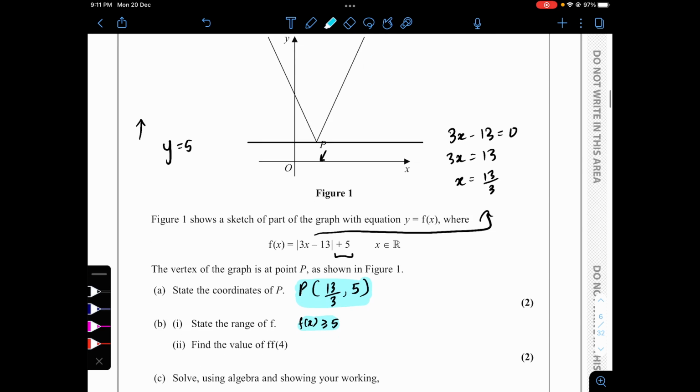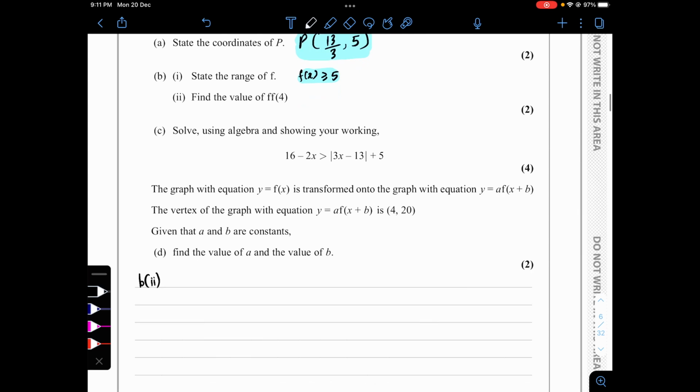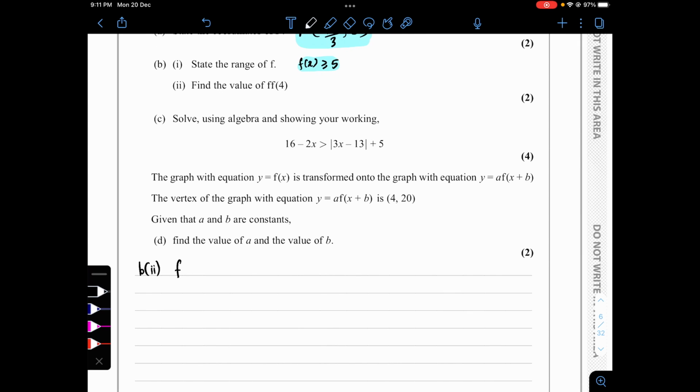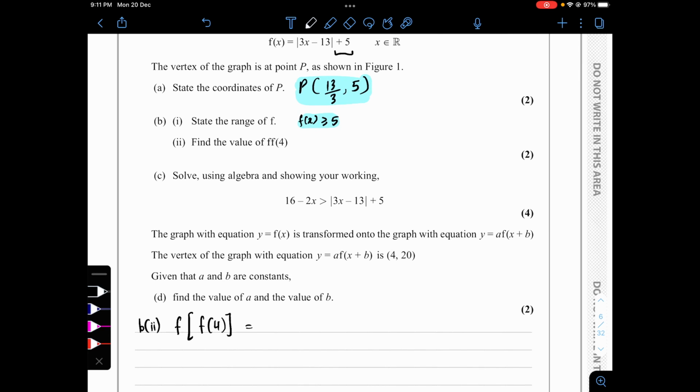Then it says, find the value of f of 4. So I'm just going to write b(ii) here. So we want f of, I'll do it in brackets so we know, f of 4. So let's do that. So what's f of 4? We can just substitute that. So that will be, I'll just do it in the bracket, the absolute value of 3 times 4 minus 13, plus 5.